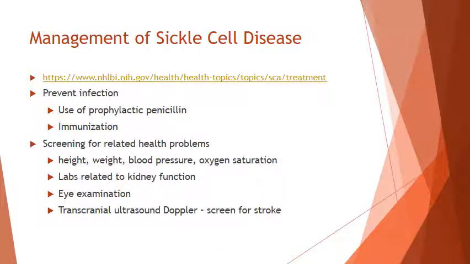Management of sickle cell disease, we prevent the infection. There's a use of prophylactic penicillin in these patients, and making sure they get their proper immunizations to prevent severe contagious diseases. Screen for related health problems: height, weight, blood pressure, oxygen saturation. You can see how a hypertensive would have even more problems with sickle cell crises than a normotensive patient. So keeping their blood pressure and their weight under control. Labs related to that kidney function.